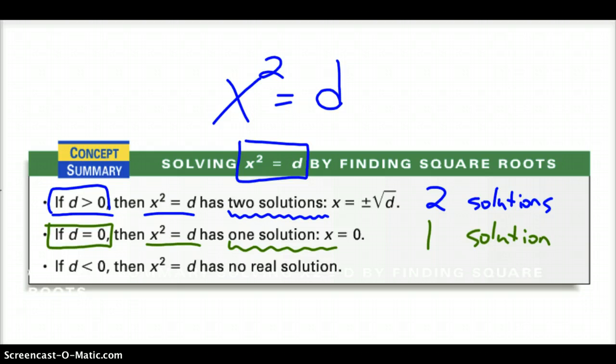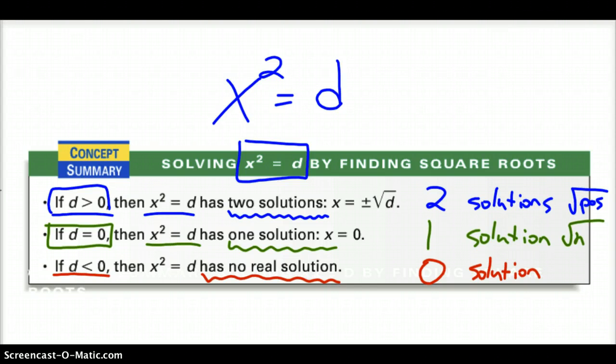Okay, and our last case is that if that constant on the other side is less than 0, in that case there's going to be no real solutions. So we'll say 0 solutions here. Okay, so let's just summarize this. If this is positive, there will be 2 solutions. If this is 0, there will be 1 solution, and if this is negative, there will be no solutions. Okay, so let's take a look at a couple example problems.